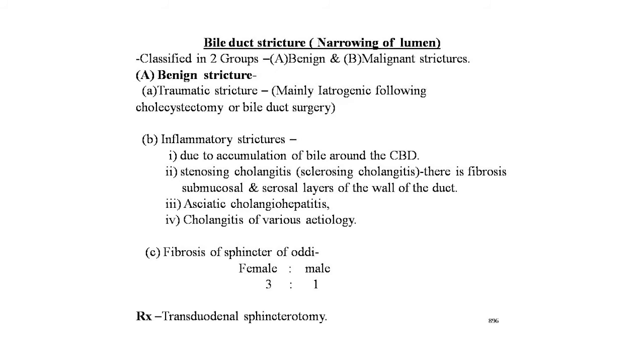Stenosing cholangitis, sclerosing cholangitis. There is fibrosis of the submucosal and serosal layers of the wall of the duct. Ascending cholangitis, cholangitis of various etiology. Next point is the fibrosis of sphincter of Oddi. The female to male ratio is 3:1. The treatment of this bile duct stricture is transduodenal sphincterotomy.